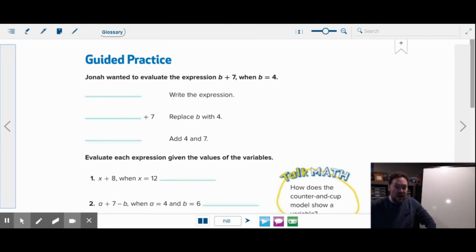Hey, boys and girls. All right, here we are at the whiteboard. We're going to just continue. I'm going to show you a couple examples with expressions and variables, just like we were doing upstairs. What I would like you to do right now is turn in your math books to page IN8. Obviously, you can look at it here on the screen with me as well.